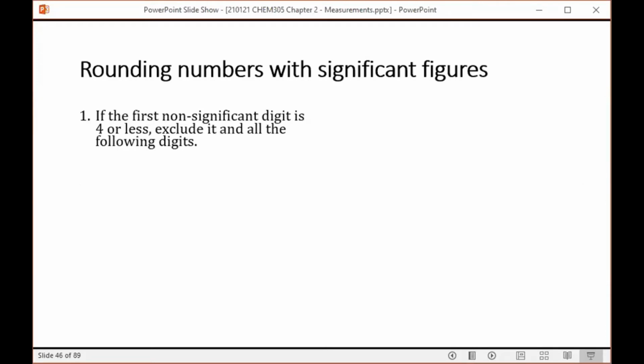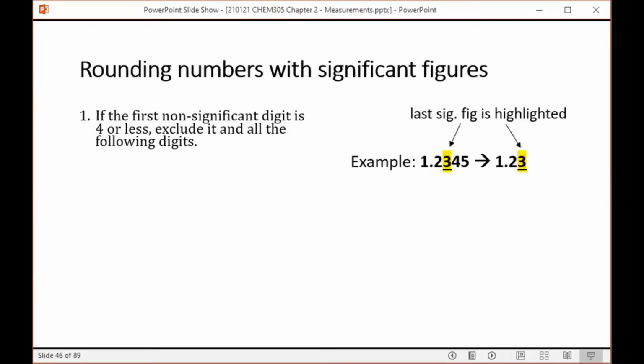If the first non-significant digit that you're going to be rounding is 4 or less, you want to exclude it and all of the following digits. So for example, let's say we have the number 1.2345, and we want to round that number to 3 sig figs. That means our last sig fig is the 3, and we look to the right, it's a 4, so we're going to cut off those non-significant numbers, and we're going to leave the 3 as a 3.